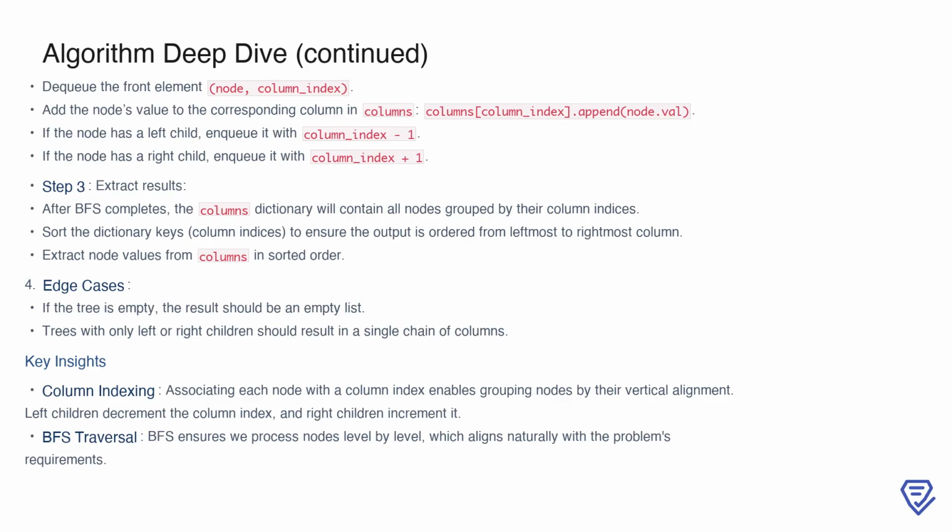Once the BFS completes, the dictionary will contain all nodes grouped by their column indices. To prepare the output, we sort the column indices, ensuring the result is ordered from the leftmost column to the rightmost. Finally, we extract the node values from the dictionary in this sorted order to produce the desired vertical order traversal. It's also essential to think about edge cases, like empty trees, which should return an empty result, or trees that only extend in one direction, which would form a single chain of columns.